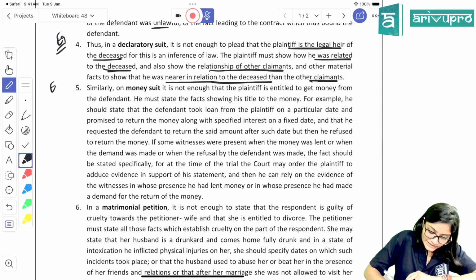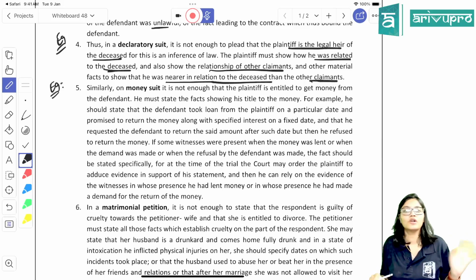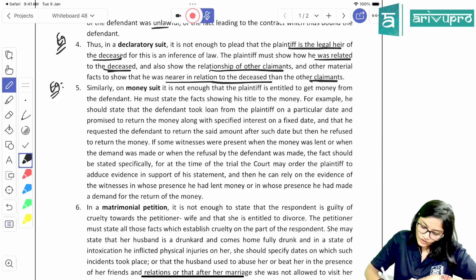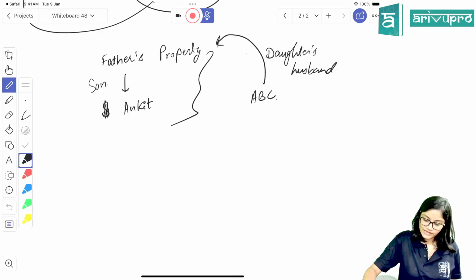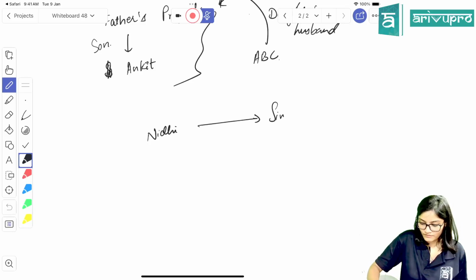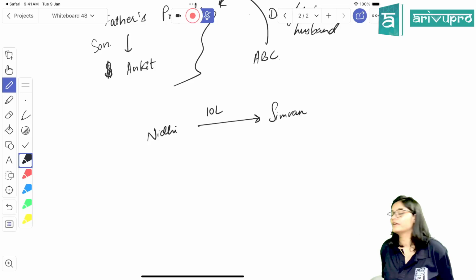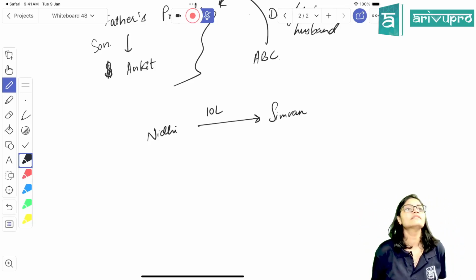Another example is given, money suit. The case is related to money. Right? So here, don't explain the law again. Explain the facts. In a money suit, it is not enough that the plaintiff is entitled to get money from the defendant. He must state the facts. You don't have to say it. For example, I have to take 10 lakh from Simran. In my plaint, I will not just say that I need money, that Simran should pay 10 lakh rupees to me. Court will say why?